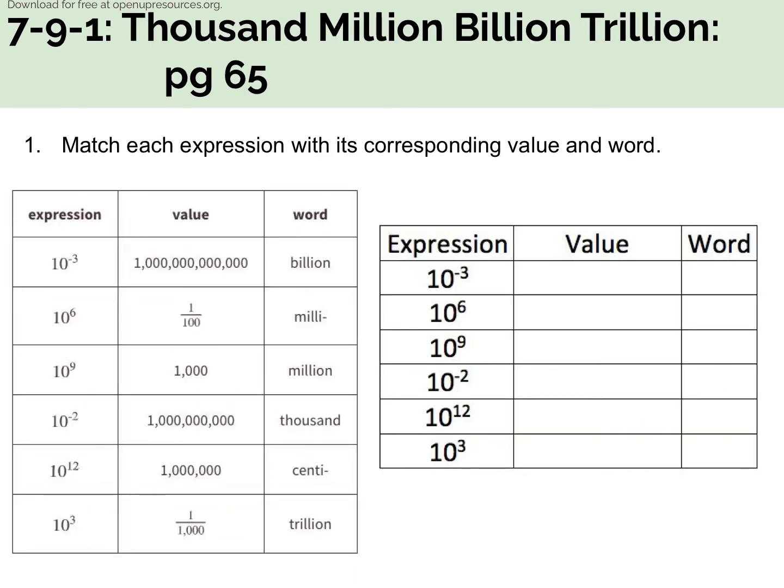So let's go ahead and turn to page 65. On page 65, it says match each expression with its corresponding value or word. So 10 to the negative 3 is not this number and not a billion. Notice how it gave you another table. You're going to match the different things together to where they need to go. So go ahead and pause, answer that question, and then come back to me.